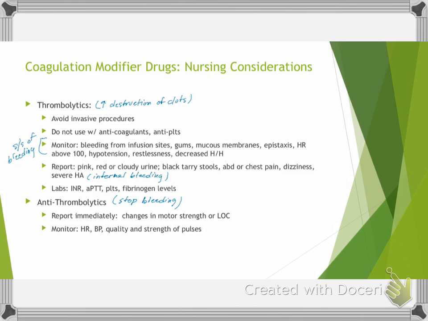We want to report immediately any changes in motor function, motor strength, or level of consciousness, because it could be a stroke, because it can cause clots, or it can make clots last longer. We want to monitor heart rate, blood pressure, quality and strength of pulses, because we're checking for circulation, perfusion, to make sure that we're still perfusing adequately.